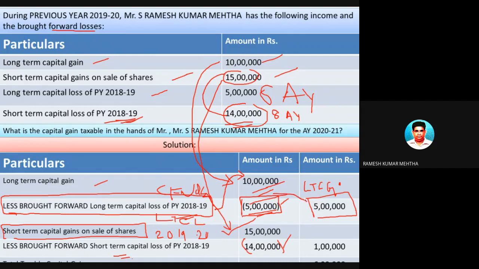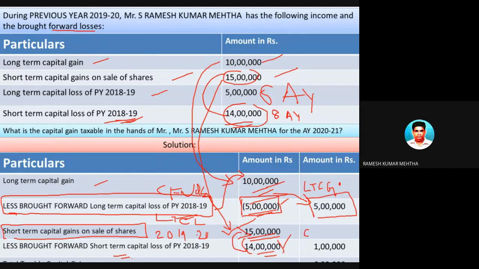So long-term capital gain is 5 lakh rupees, and out of 15 lakh rupees of short-term capital gain, 14 lakh rupees of the previous year's short-term capital loss is carried forward and set off against this 15 lakh rupees.